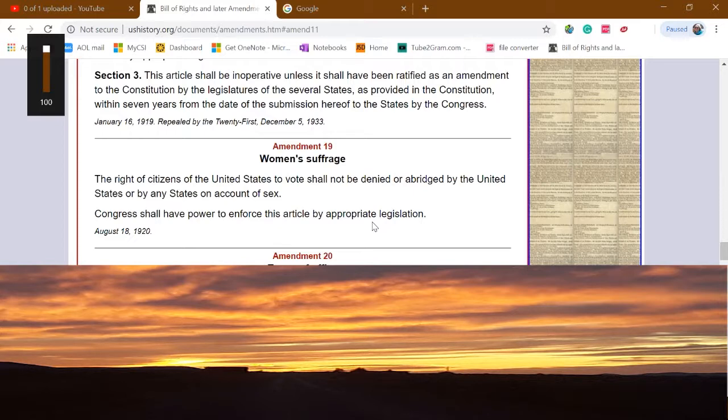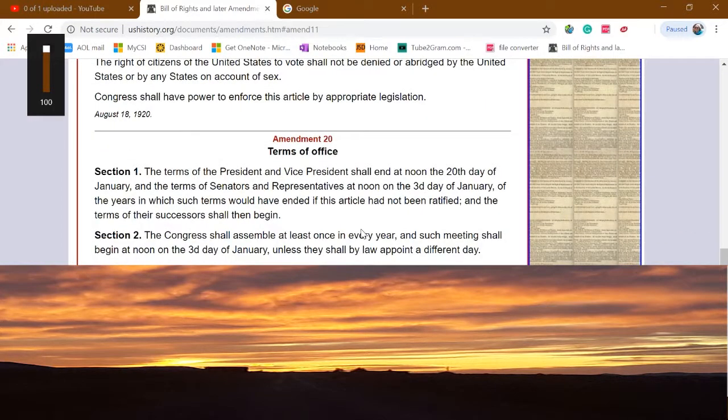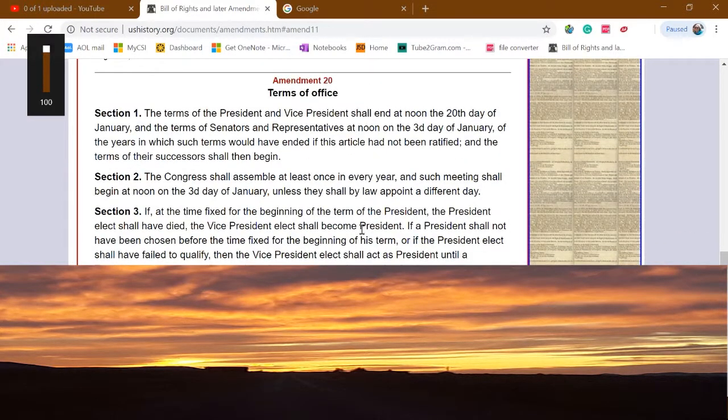Congress shall have power to enforce this article by appropriate legislation. August 18, 1920. Amendment 20. Terms of Office. Section 1.